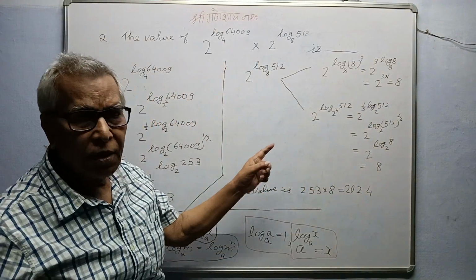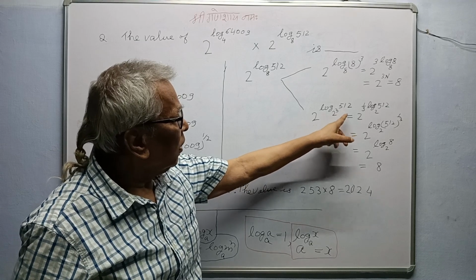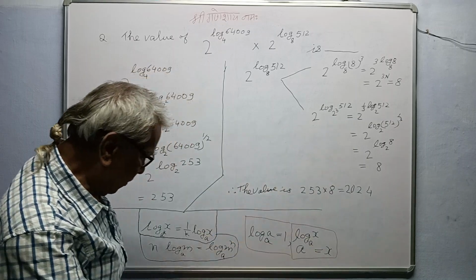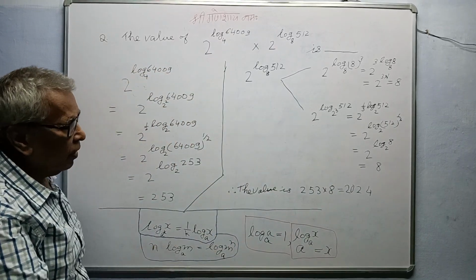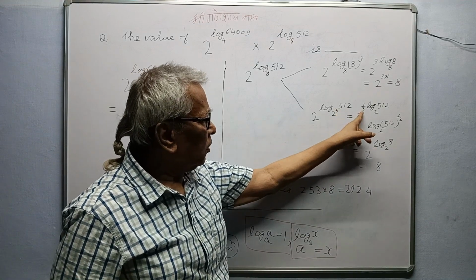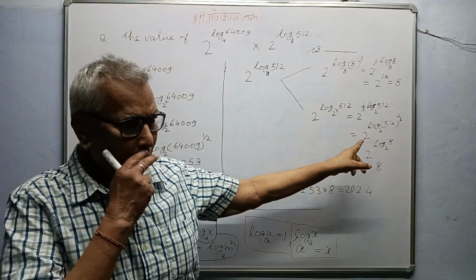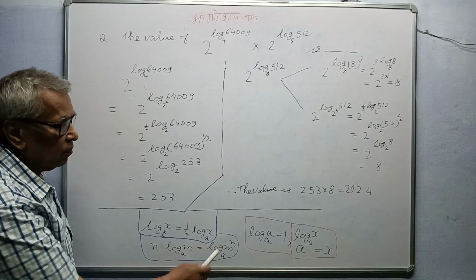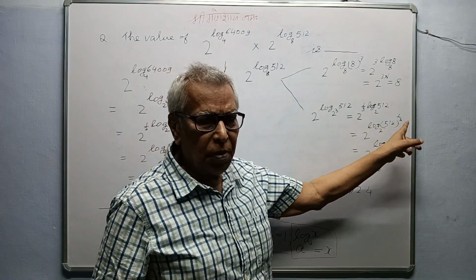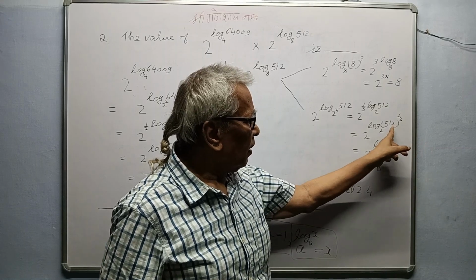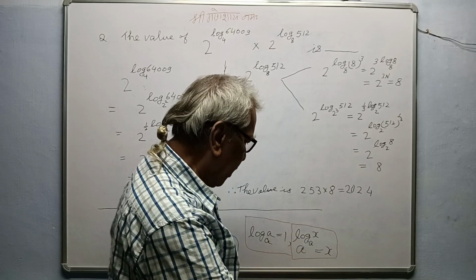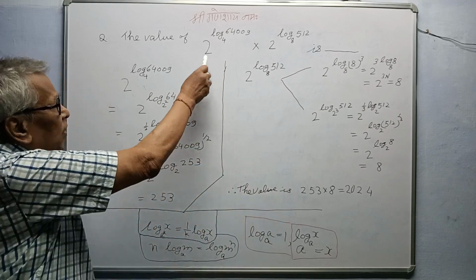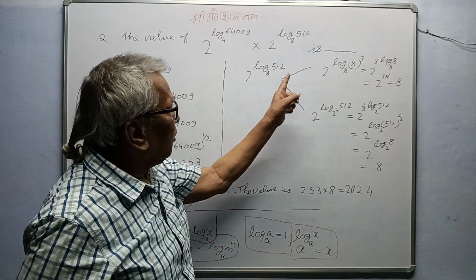Another way, 2 to the power log 512. Now this 8 can be written as 2 cube. So this is equal to, now this formula again, 1 by k. So 2 to the power 1 by 3 log 512 to the base 2. This power will come here, using this formula. So 512 to the power 1 by 3. So 2 to the power log, the cube root is 8, 8 to the base 2. Using this formula again, this is equal to 8. So this value is 253 and this value is 8.